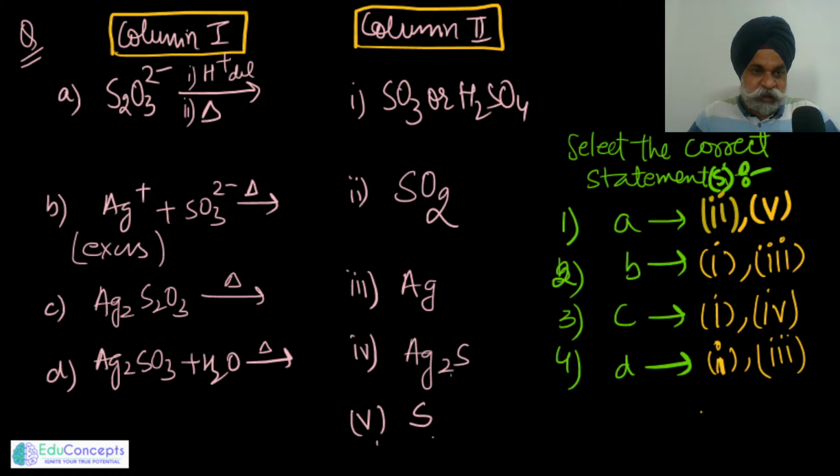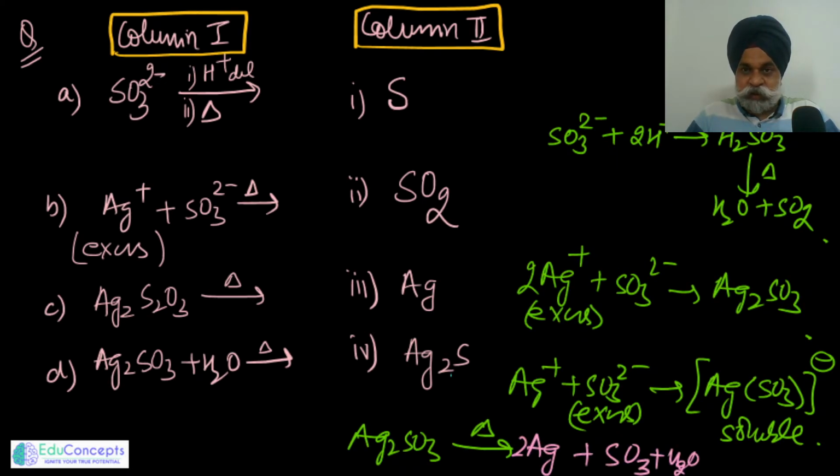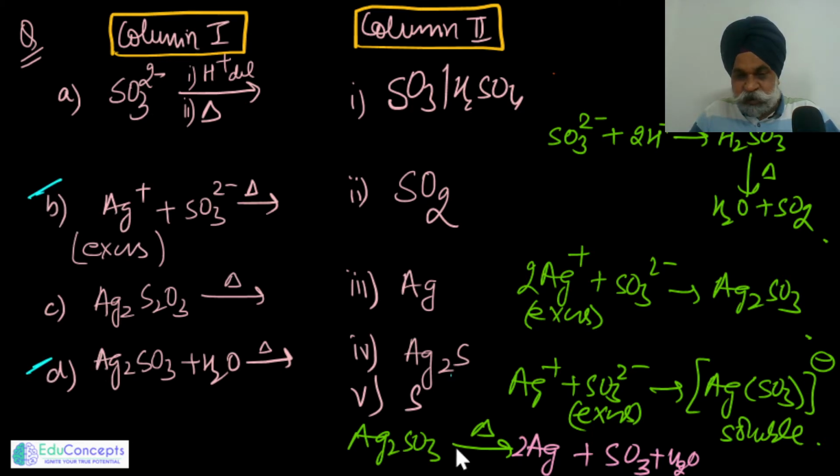SO3 and sulfur. Okay, so I should rectify this. Here it is, they have written SO3, H2SO4, and fifth was sulfur. So these are the options which I wrote wrongly. So that means option B and option D would have the same sort of answers.